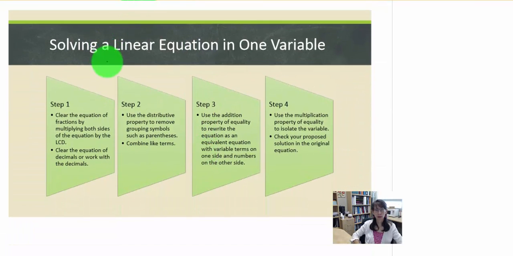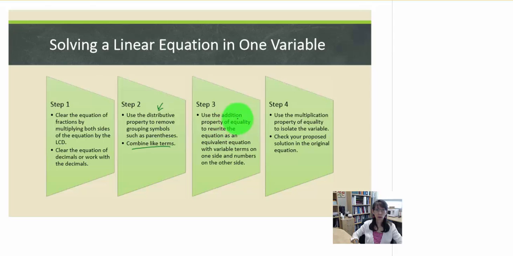So here's pretty much the procedure that we want to follow. The first thing we want to do in step 1 is to clear the equation of fractions by multiplying both sides of the equation by the lowest common denominator. That's if we have fractions. Once we clear the equation of decimals or work with decimals or clear the equation of fractions, then we're ready for step 2. If we have any parentheses, we want to make sure we use the distributive property to remove those parentheses or any grouping symbols in the equation. That will allow us then to combine like terms.